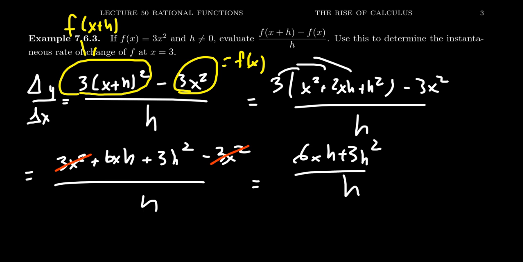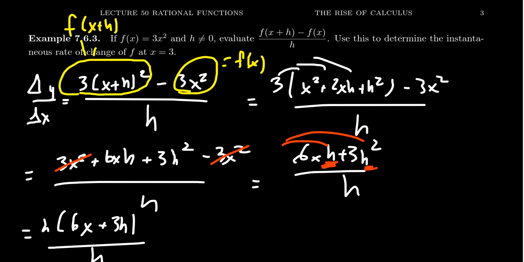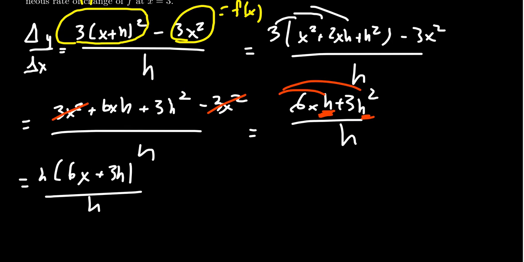Aha, notice everyone in the numerator is divisible by h. Here's an h, here's an h. We can factor those things out. And that will then leave behind h times 6x plus 3h all over h. Now the h in the denominator can cancel with this common divisor of h in the numerator, and we end up with 6x plus 3h.